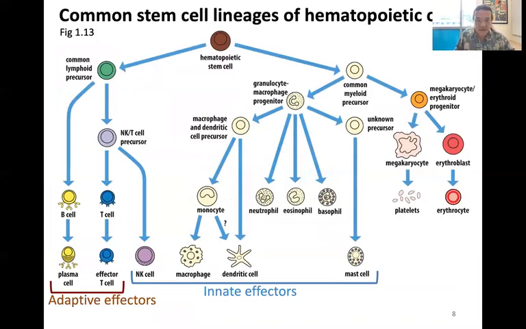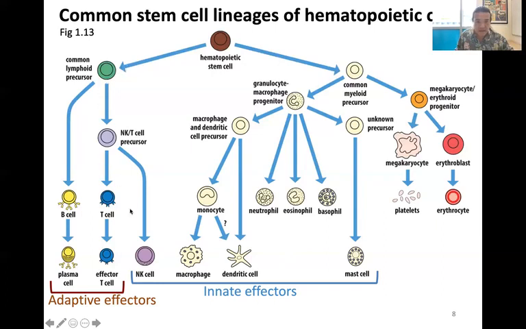So let's go back to this cartoon then. We said that the innate effectors tend to be on this side of the cartoon on the right. The adaptive effectors tend to be on the left, right? They all come from the same hematopoietic stem cell in the bone marrow. And as that stem cell divides and differentiates, it makes different decisions about what genes to turn on, what genes to leave off, or sets of genes to turn on and turn off. That's how they then become all these different types of cells that make up your blood.